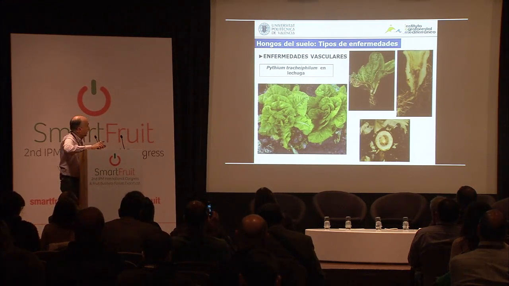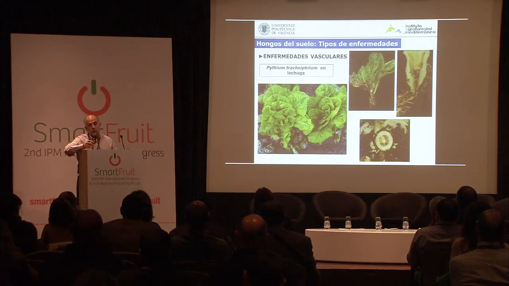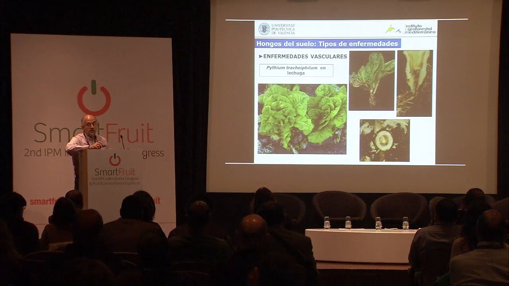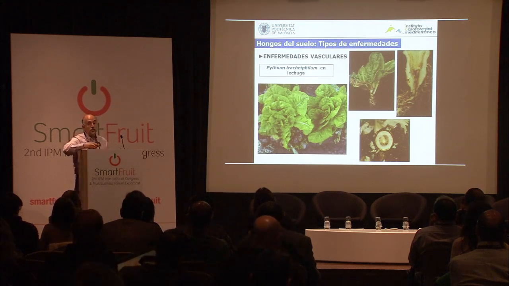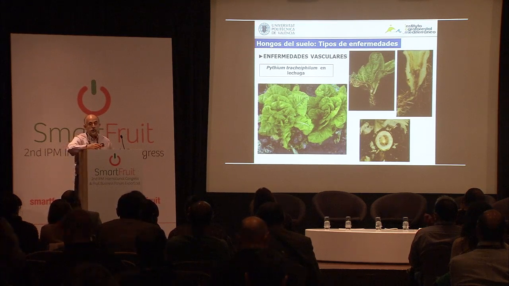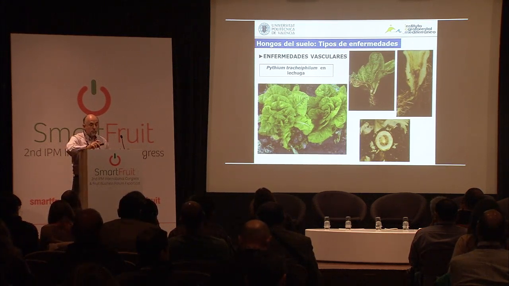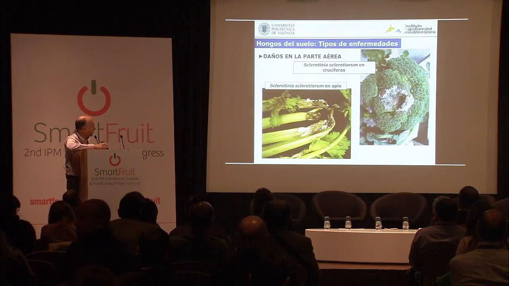Here we have the lettuce tracheomycosis, Pythium tracheiphilum. This is a kind of Pythium which has only been detected in Valencia and in Asturias, and this fungus leads to a vascular disease. As you can see, the vascular system is damaged, the fungus penetrates through the roots, and it happens when there's a high degree of moisture, particularly in lettuce crops, and it's very hard to control this disease in the soil.